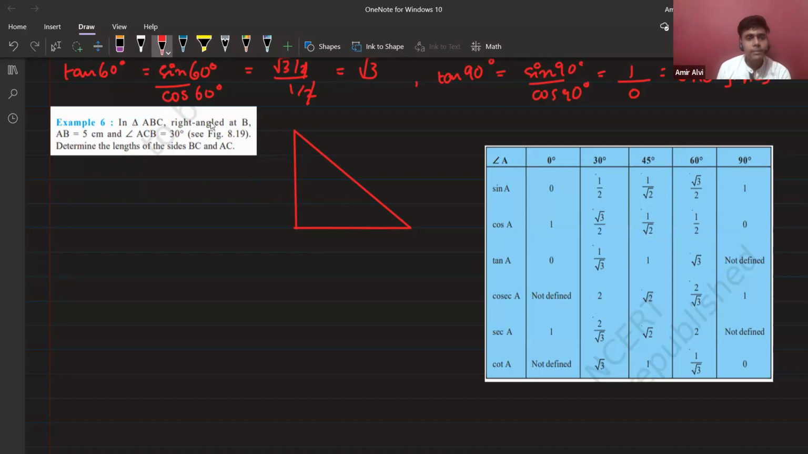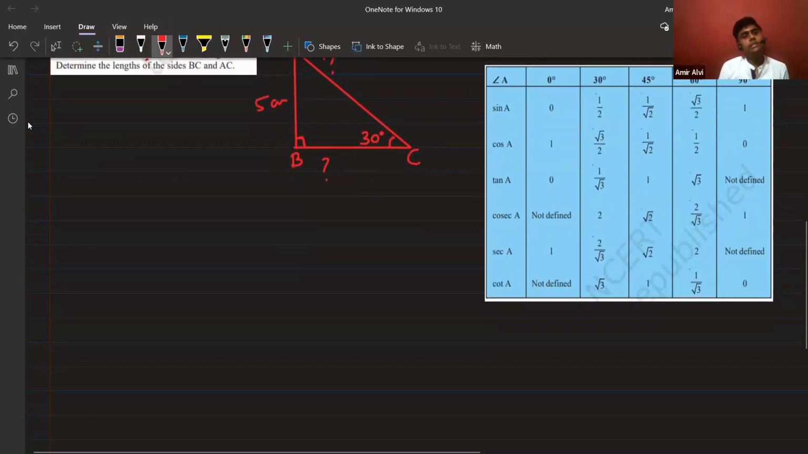What is the question saying? In triangle ABC, right angle at B, suppose this is B and this is A and this is C. AB is 5 centimeters. Always write the units which the question is saying. Do not miss it. Angle ACB, C is the middle one, which means that C is given as theta. We need to find out the value of BC and AC. BC this and AC this. We don't have the value of this, right? So let's find out.